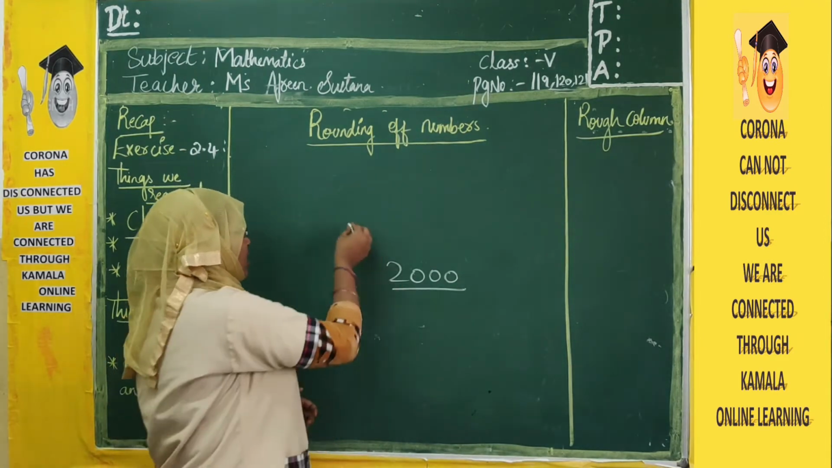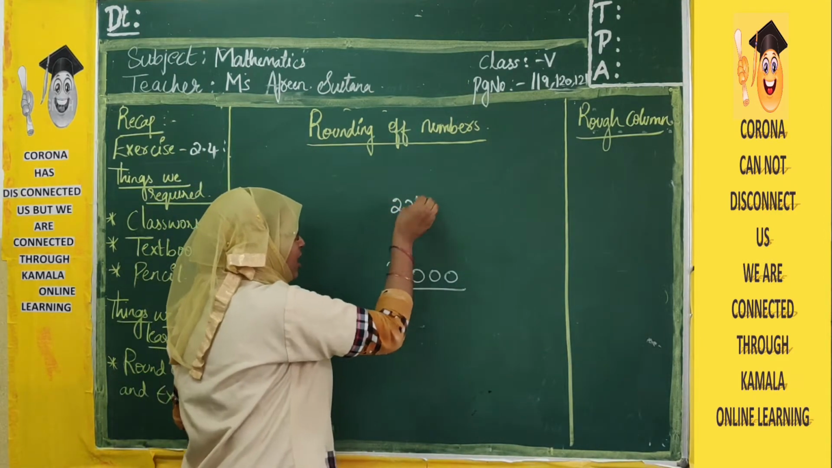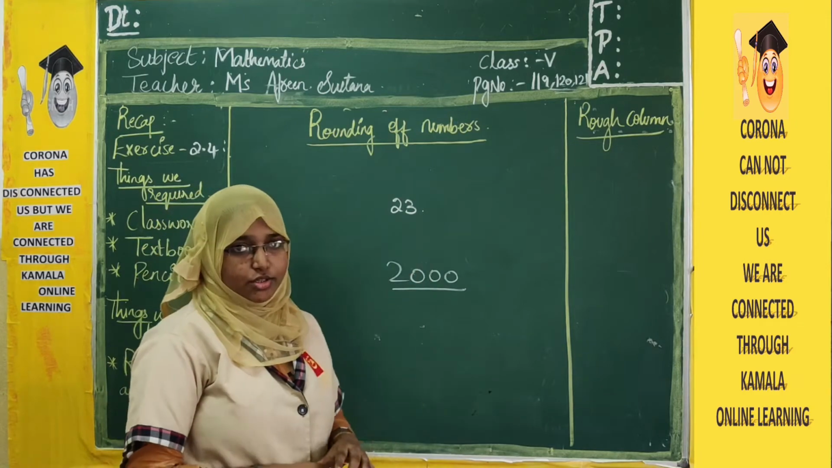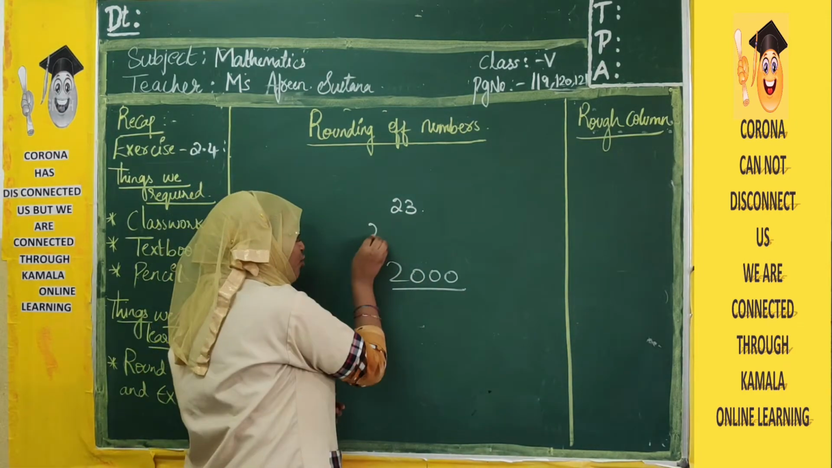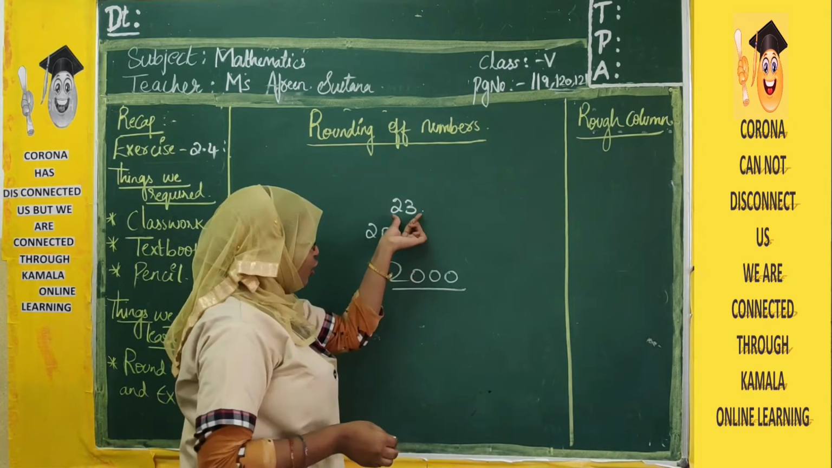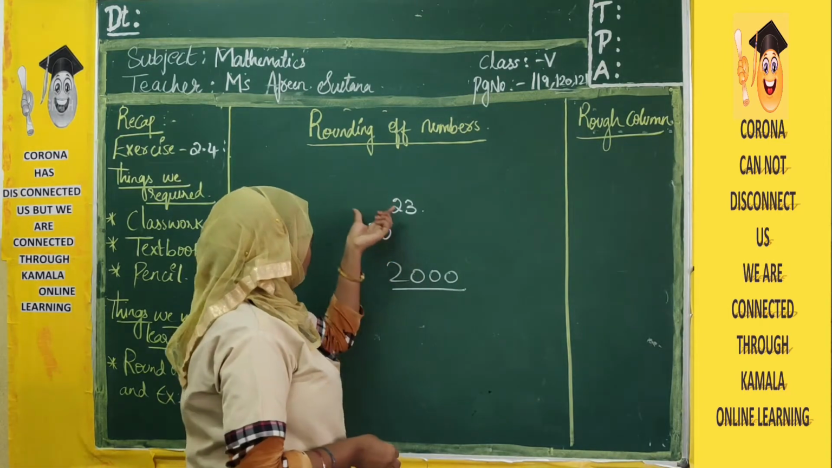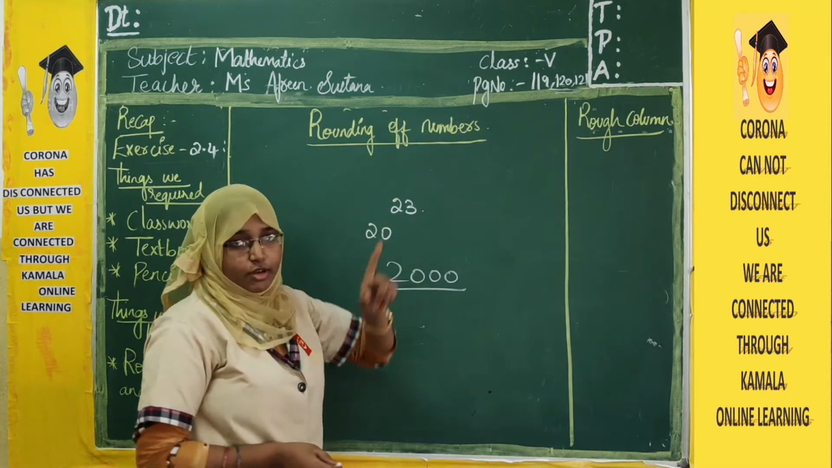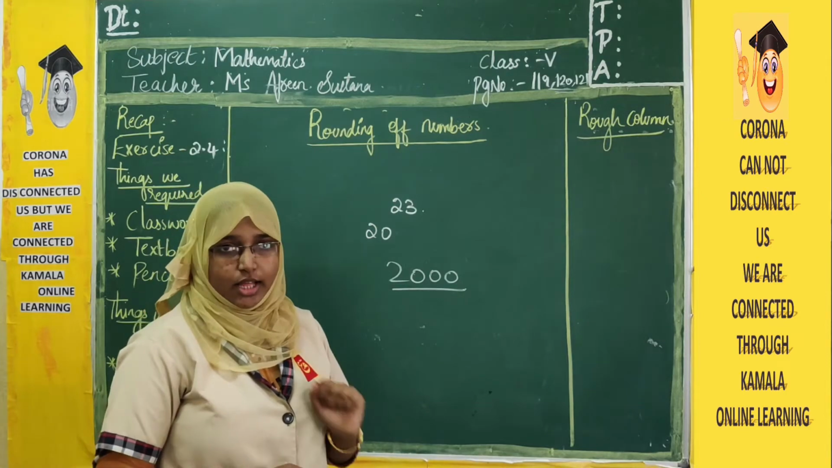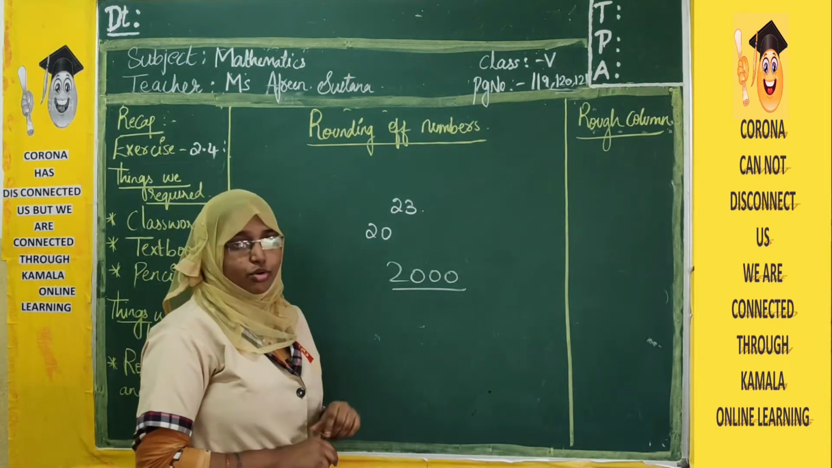Now suppose I have taken the number 23. I want to round off 23. So I may round off 23 to 20. We have three types: rounding off numbers to 10, 100 and 1000. Let us see how to round off numbers to 10.